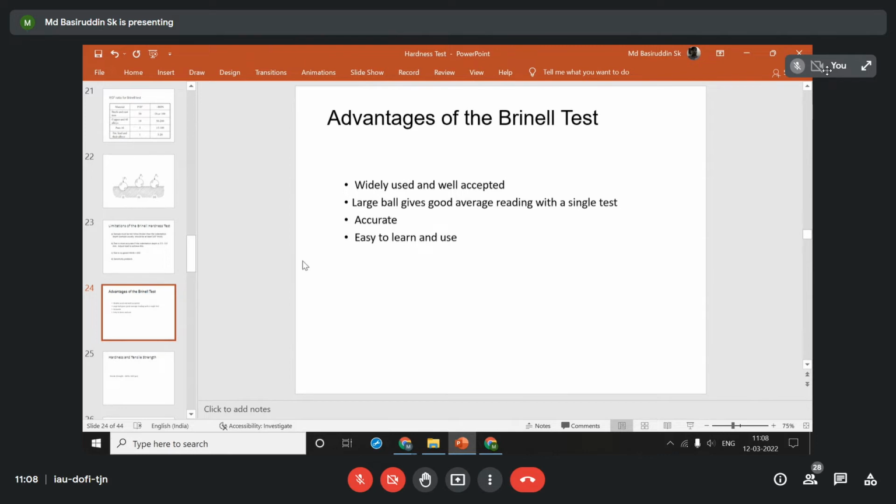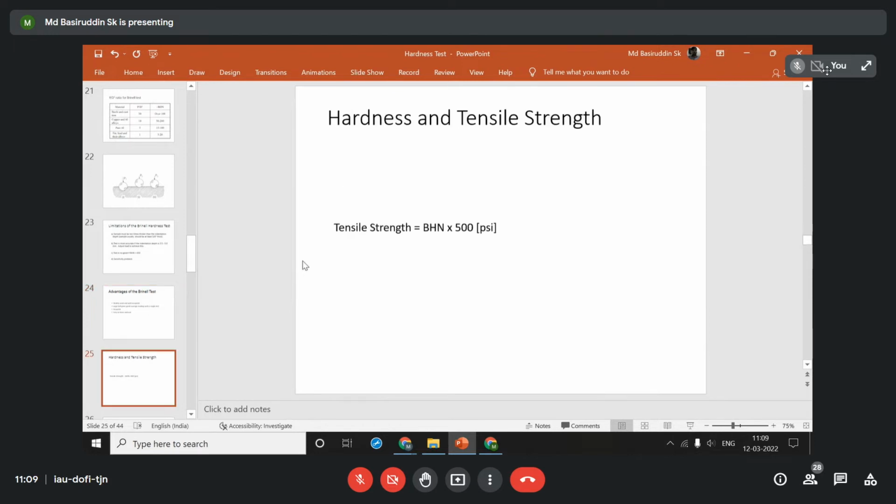And the gap between two indentations should be more than 8 to 10 times the indenter diameter. So all these things you need to keep in mind. These are the precautions you need to think of.